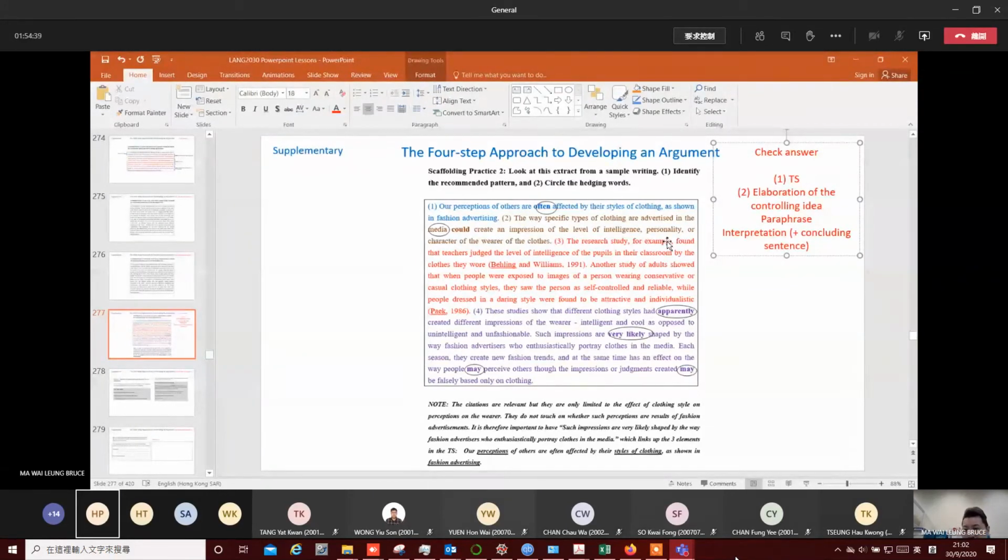And now we see the paraphrase. The paraphrase is number 3. The research study, for example, found that teachers judge the level of intelligence of pupils in their classroom by the clothes they wore. And other studies of adults showed that when people were exposed to images of a person wearing conservative or casual clothing, they saw the person as self-controlled and reliable, while people dressed in a daring style were found to be attractive and individualistic. So I have 2 sources here. And this is a paraphrase or paraphrases.